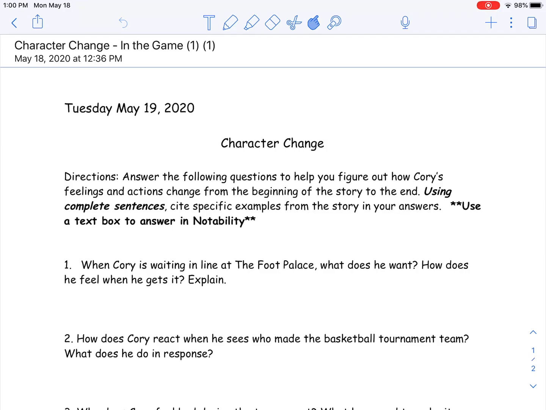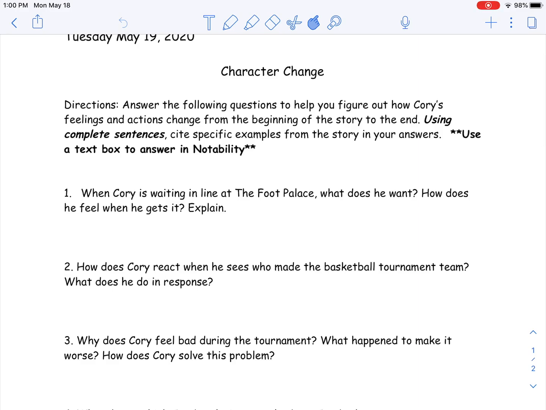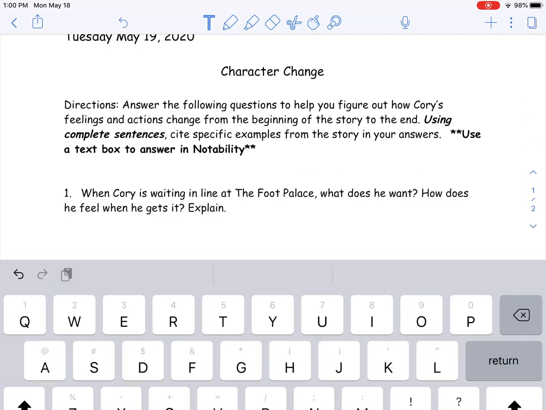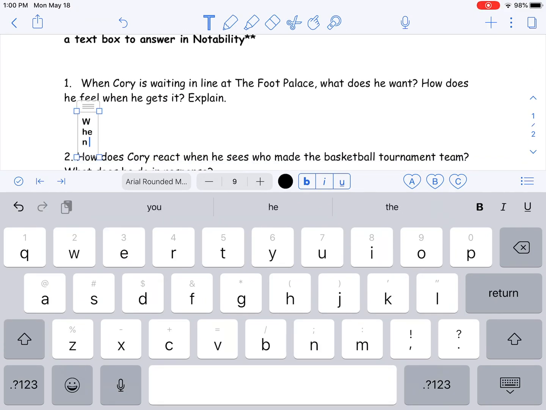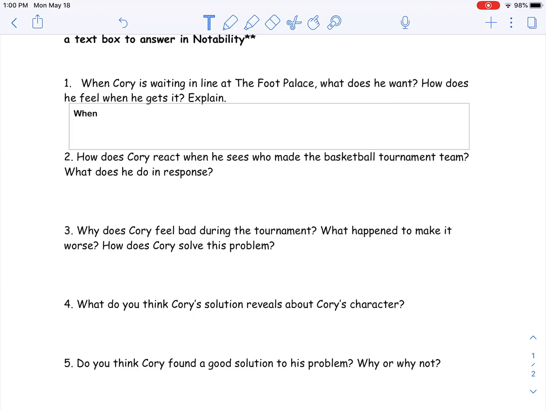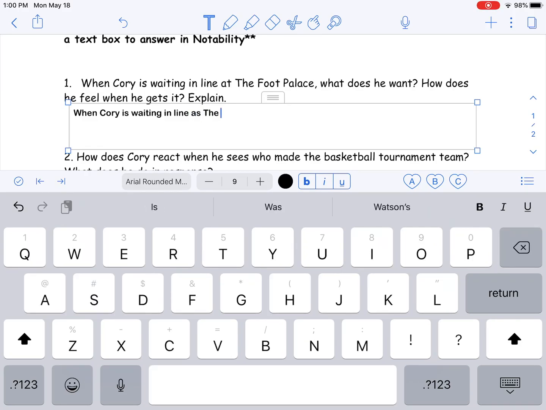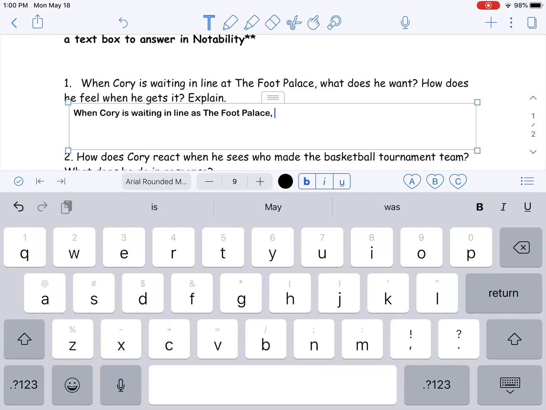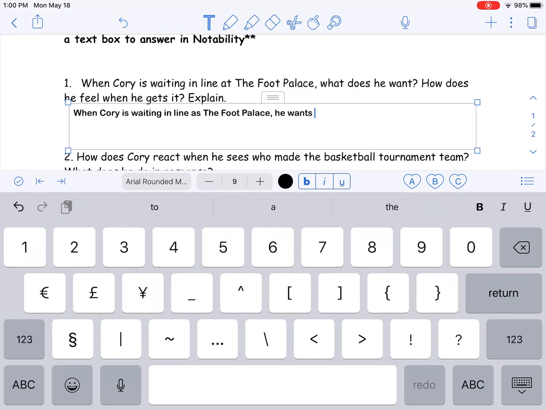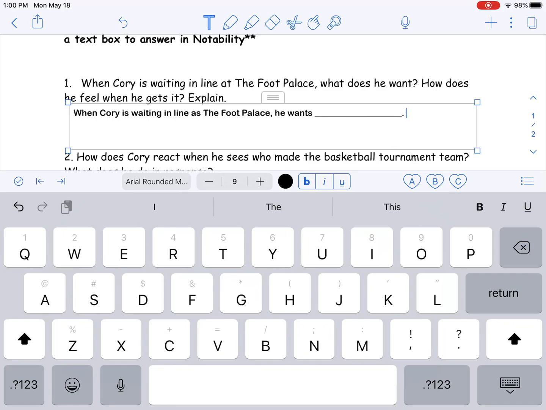The first question says, when Corey is waiting in line at the Foot Palace, what does he want? How does he feel when he gets it? The first thing we're going to do is restate our question. So, when Corey is waiting in line at the Foot Palace, I put that comma because it's an introductory phrase, he wants, and you're going to have to fill in what he wants. I'm not going to give you that answer. I want you to go back in the text and find it.